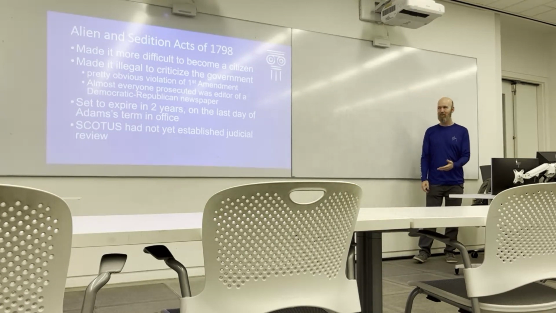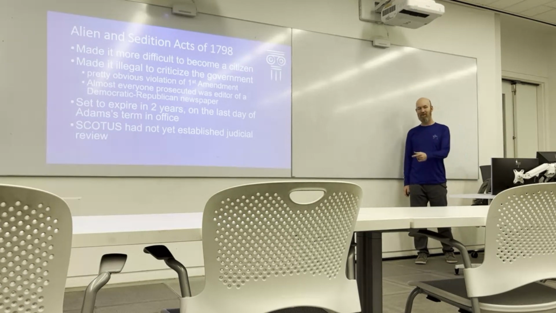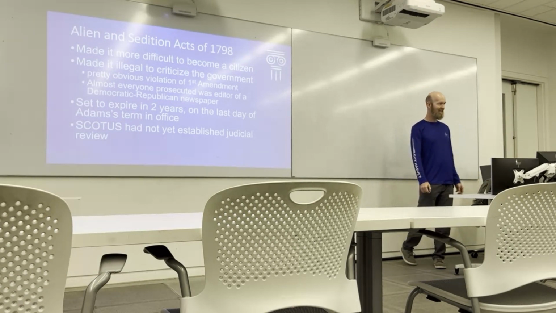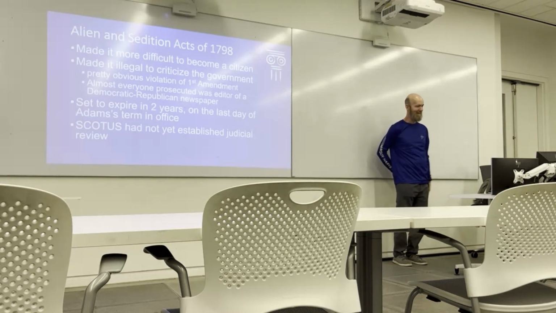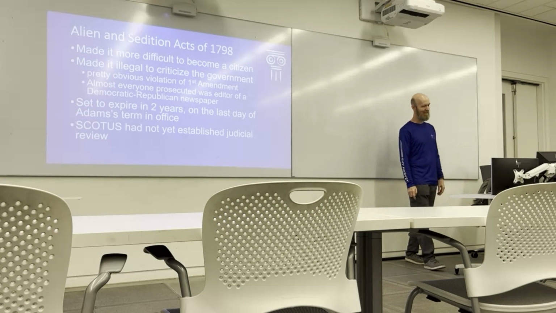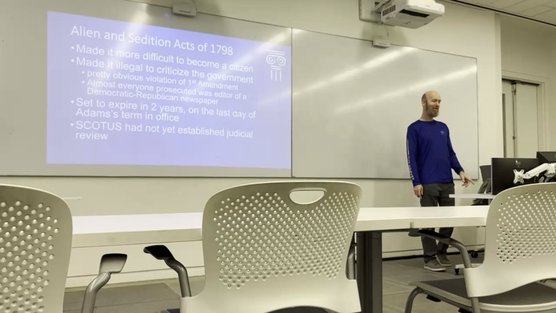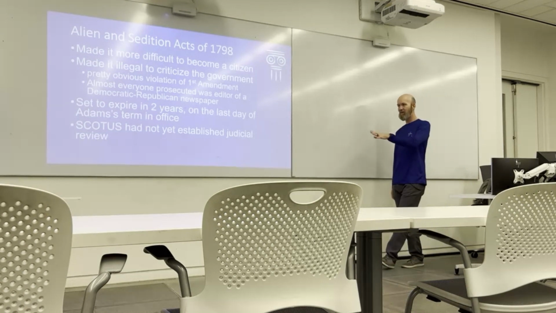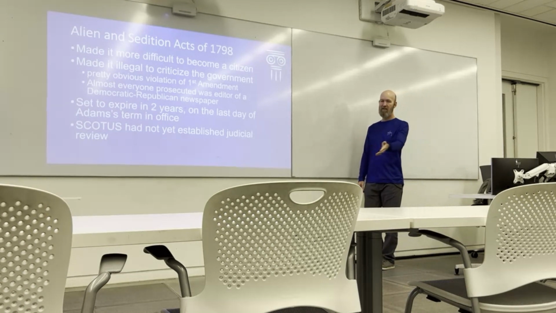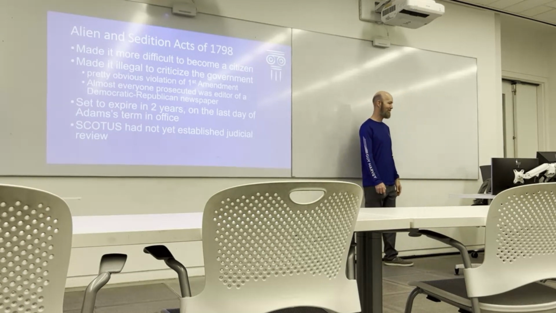And again, the Supreme Court had not yet established judicial review, which they did in what case? What was the Supreme Court case that established judicial review? I said it a few minutes ago. Marbury v. Madison. That's one of your 26 Supreme Court cases. What you need to know about Marbury v. Madison is it established judicial review, which is the Supreme Court's ability to rule a law unconstitutional and throw it out.